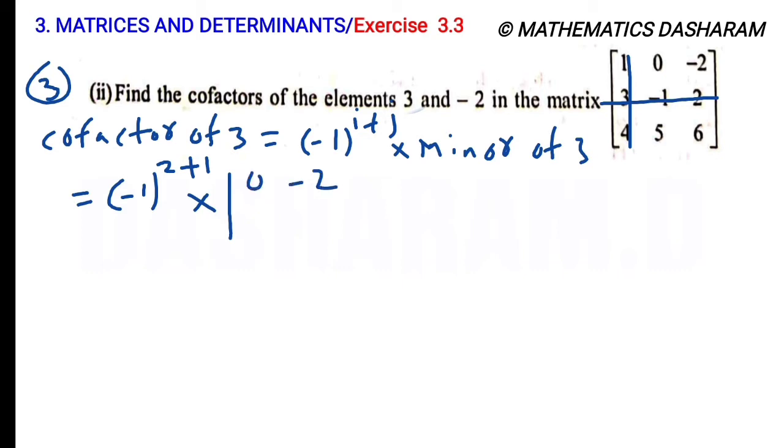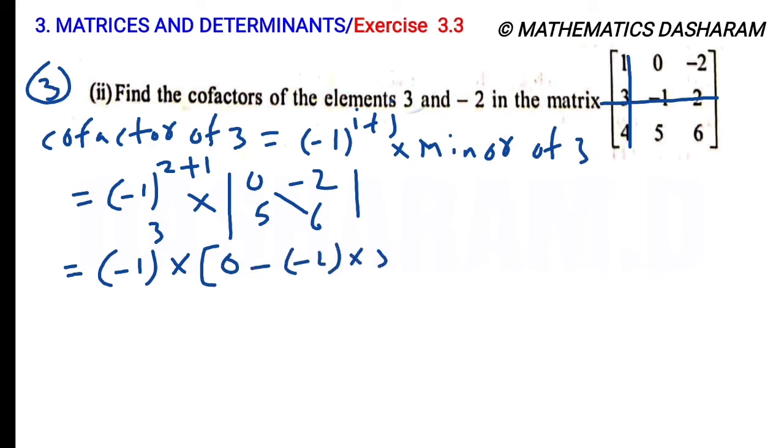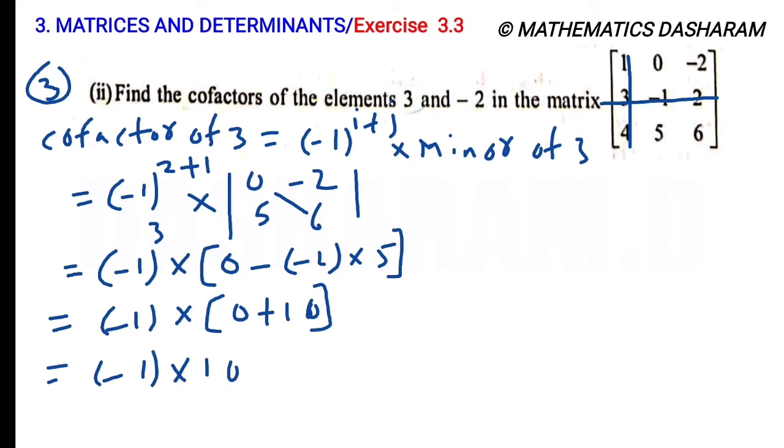So 0, minus 2, 5, 6. So minus 1 whole power 3 into 0 into 6 is 0 minus minus 2 into 5. Minus 1 whole power 3 is minus 1. So minus of minus, plus 2 into 5 is 10. So it is 0 plus 10. So minus 1 into 10 is equal to minus 10.